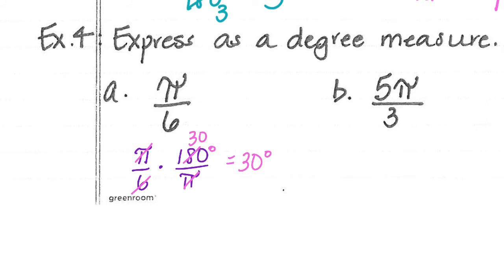The next question, we have 5 pi over 3. To convert that, I'm going to multiply by 180 degrees over pi. And it looks like my pi's cancel out. 3 and 180 cancel out to be 60 degrees, and 5 times 60 degrees is 300 degrees.